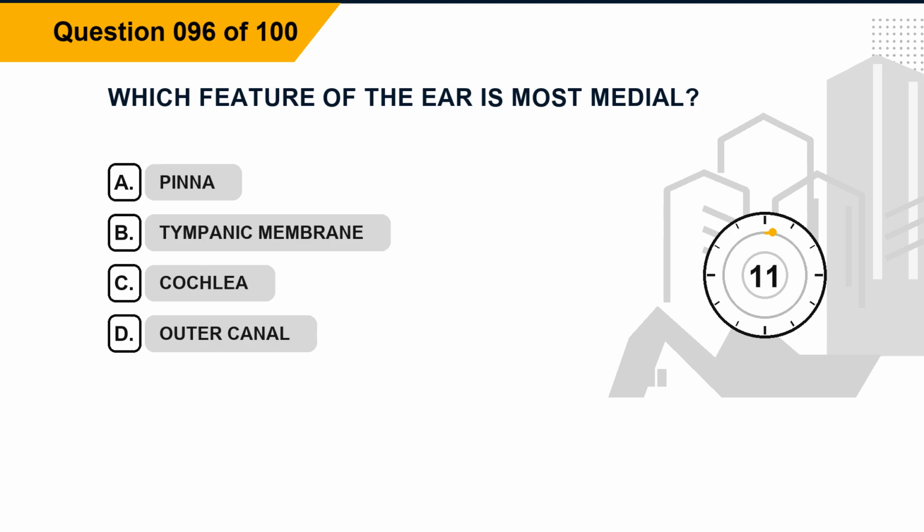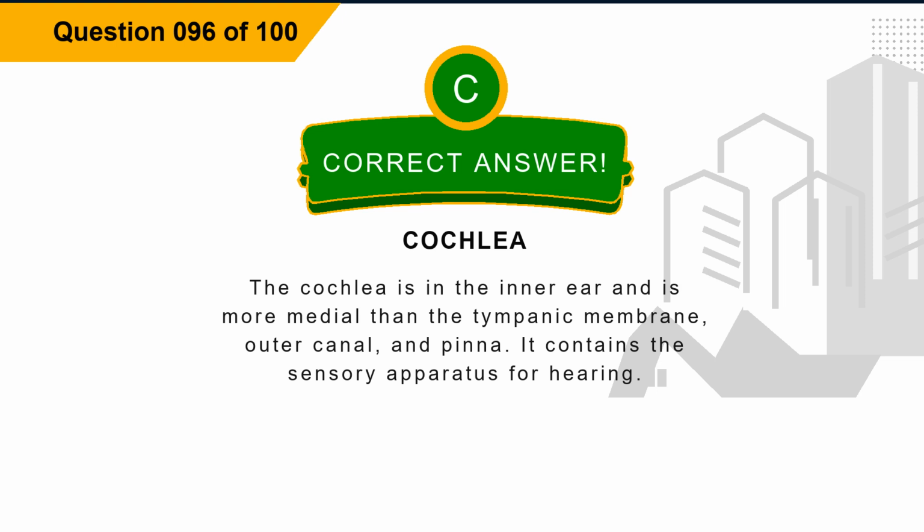Question 96. Which feature of the ear is most medial? Option A, pinna. Option B, tympanic membrane. Option C, cochlea. Option D, outer canal. The correct answer is option C, cochlea. Explanation. The cochlea is in the inner ear and is more medial than the tympanic membrane, outer canal, and pinna. It contains the sensory apparatus for hearing.